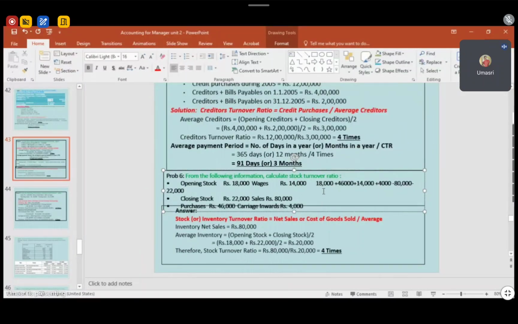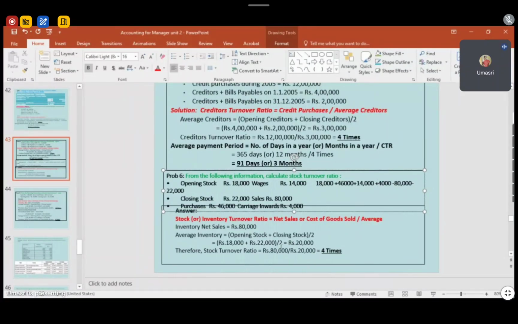So how much comes if you add? 18,000 plus 46,000 plus 14,000 plus 4,000. How much comes? 82. This side 1 lakh 2,000, right? What is your gross profit? 10,000. Okay. So now cost of goods sold means sales minus gross profit 10,000. You can write cost of goods sold divided by average stock, so 70,000 divided by 20,000.